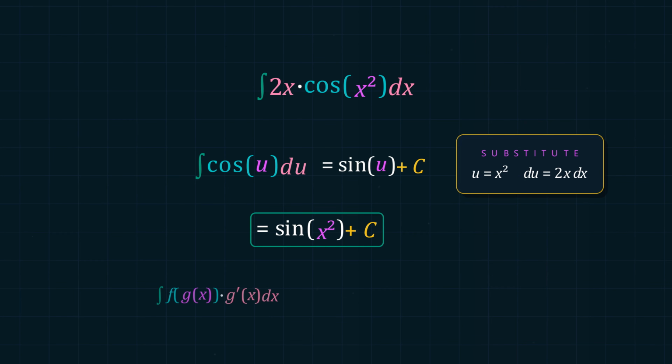The key is recognizing the pattern. We need a function g of x inside another function f, and g prime of x sitting out in front as a factor. The formula is the integral of f of g of x times g prime of x dx equals the integral of f of u du.